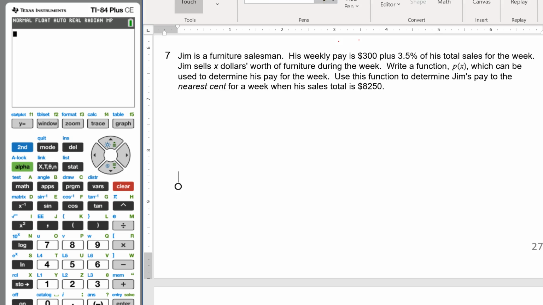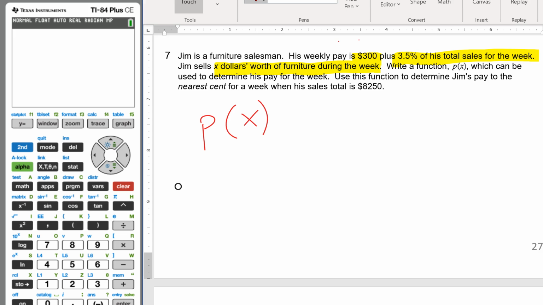Jim is a furniture salesman. His weekly pay is $300 plus 3.5% of his total sales for the week. Jim sells X dollars worth of furniture during a week. Write a function, P of X, that could be used to determine his pay for the week.